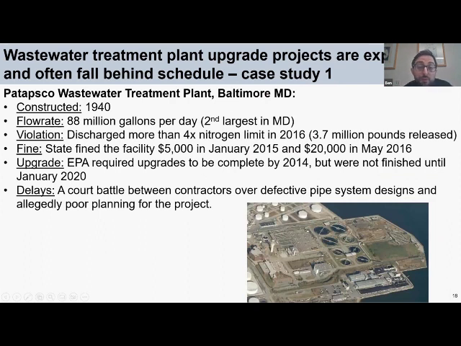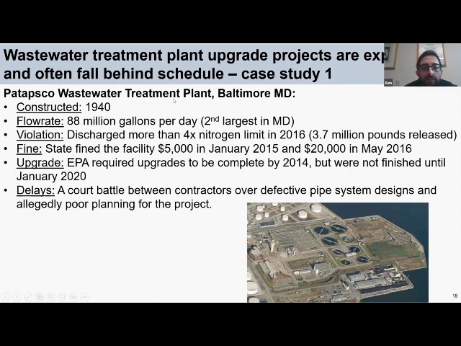So I'm going to go over 2 of these upgrades that are currently ongoing or have recently finished, and kind of show why these upgrades are not going as well as we expected to, or why the pollution of nitrogen and phosphorus to the bay hasn't really decreased even despite all these efforts.